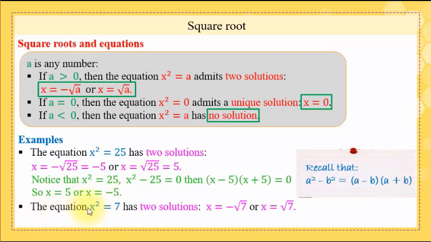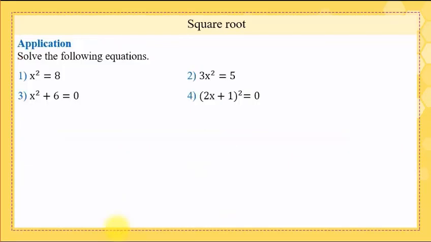The equation x power 2 equals 7 has two solutions, x equals minus radical 7 or x equals radical 7, since 7 is positive, and here we say if a is positive, then we have two solutions. The equation x power 2 equals minus 7 has no solution since a is negative, and also we say here if a is negative, then the equation has no solution.